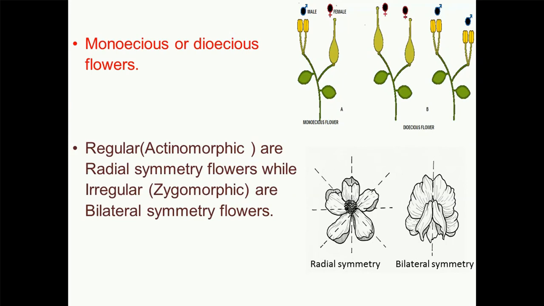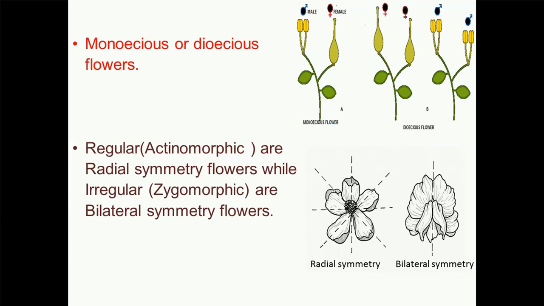Now why dioecious flowers? We have two different plants, each of them having just one of the reproductive structures. The first one has only the female, while the other one has only the male. So this makes it a dioecious plant, and of course the flower a dioecious flower.